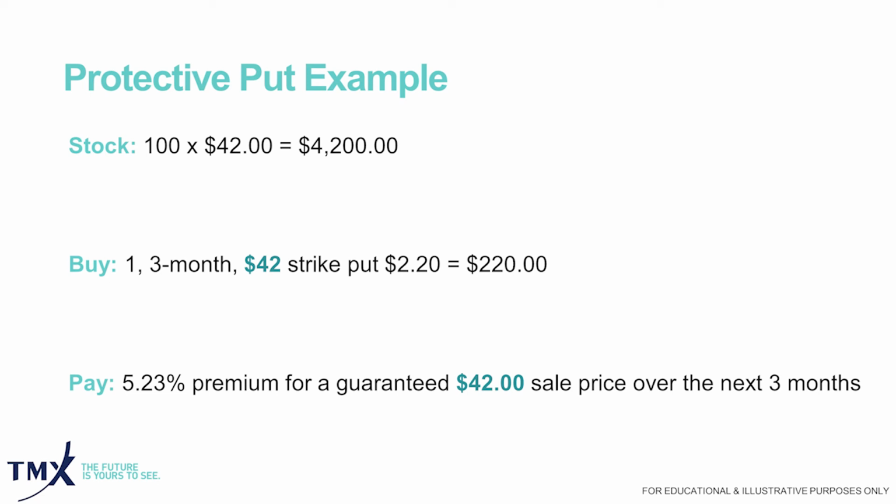So the market could drop 10, 15, 20%. This stock could collapse. But our maximum risk day and night until this thing expires is 5.23%. So we've defined our risk. This is sleep at night, right?